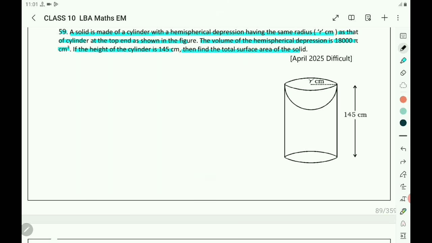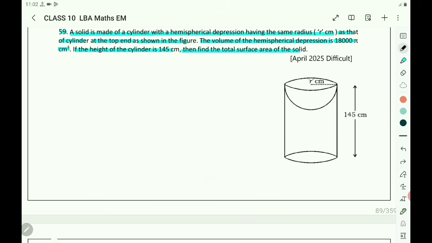What is total surface area? That is CSA of the cylinder. CSA of cylinder is 2 pi RH plus area of the base of the cylinder, that is circular base, area of the circle is pi r square, and inner curved surface area of the hemisphere, that is 2 pi r square. So 2 pi RH plus 2 pi r square plus pi r square becomes the total surface area of the solid. Here height of the cylinder is given.